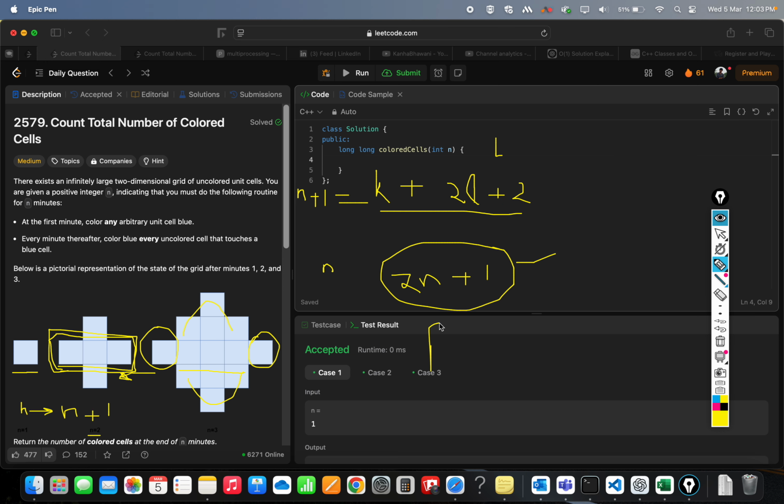Second, at f(x), what we have to do, we have to add to the previous cells. So this is f(x minus 1) plus 2 into, what is this, L?